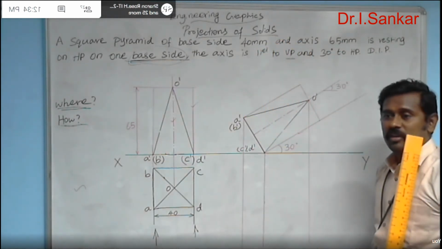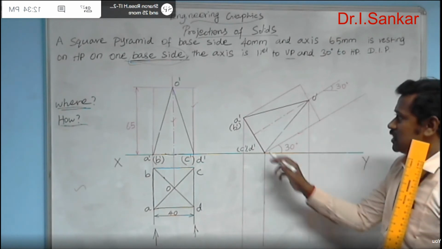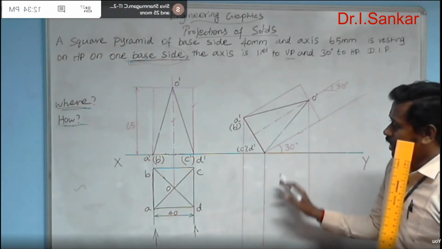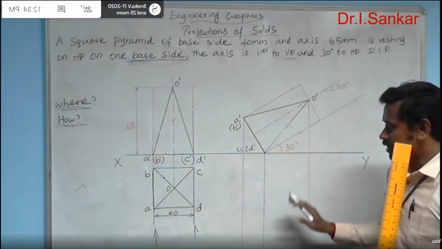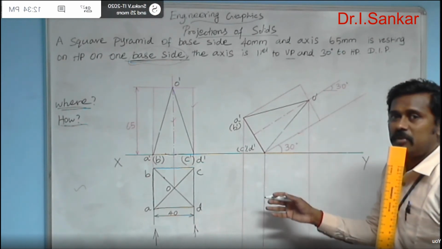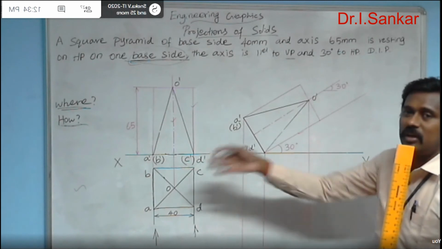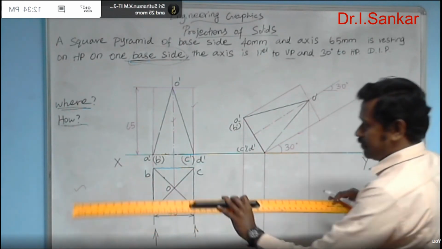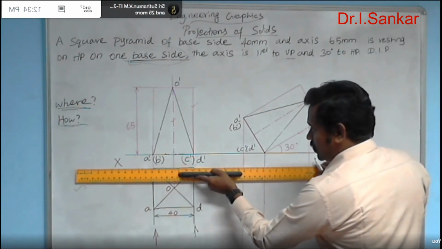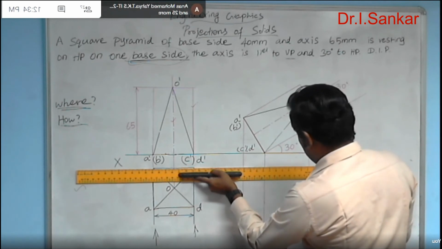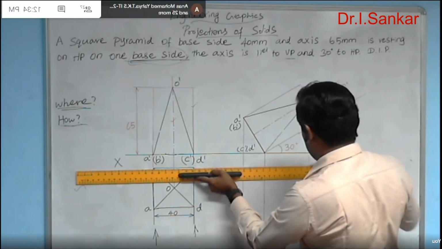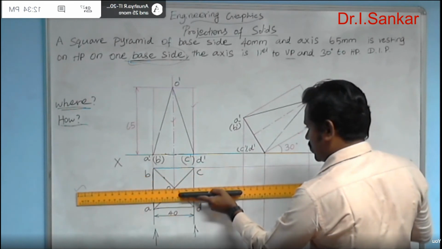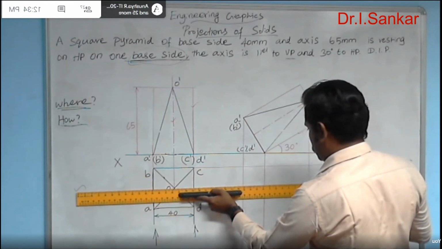I just completed drawing the projectors from each and every corner. In order to complete the final top view, this is actually the final front view. In order to complete the final top view, you need to obtain the horizontal projectors from the previous top view. So from the simple top view, again I am extending the projectors, horizontal projectors from each and every corner.